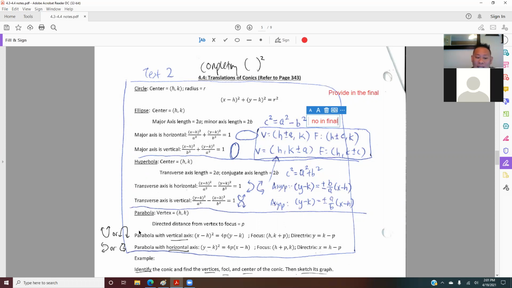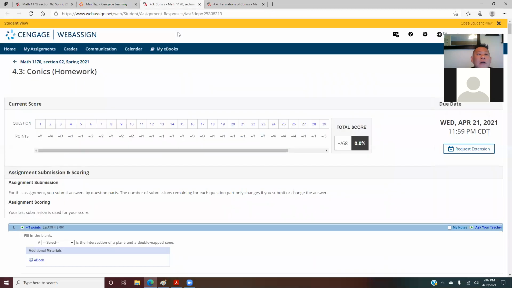It's actually just the ones in the black ink printing here that will be provided in your final. So you do not need to memorize all the formulas here. The only thing you need to add on when you get your finals is how you figure out c, and how you figure out your foci, your vertices, and your asymptotes. So I'm going to go to question 4.4, question 15 here.